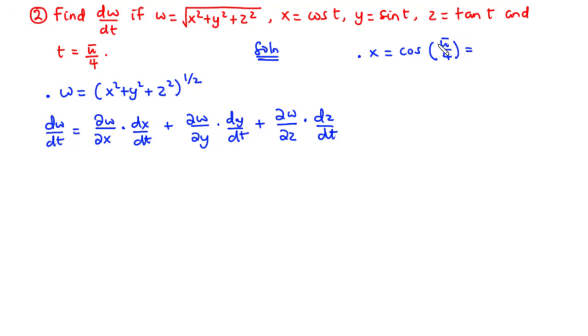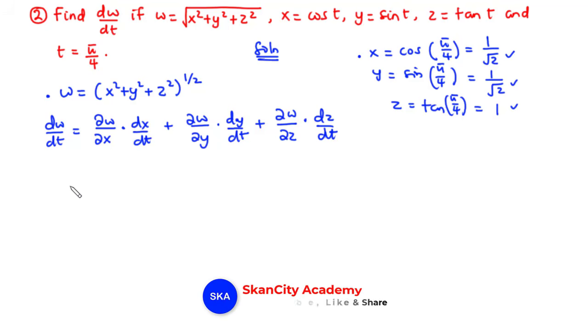So if you want to evaluate this, cos pi on 4, your calculator should be in the radian mode. If you want to express pi in degrees, that is 180 divided by 4, and that will be 45. Therefore cos 45, your calculator should be in the degree mode. So cos 45 or cos pi on 4 is equal to 1 over root 2. y is equal to sine pi on 4, and that is also equal to 1 over root 2, and then z is equal to tan pi on 4, and that is equal to 1. So we should take notice of these three. Now let's try to find the partial derivative with respect to x.